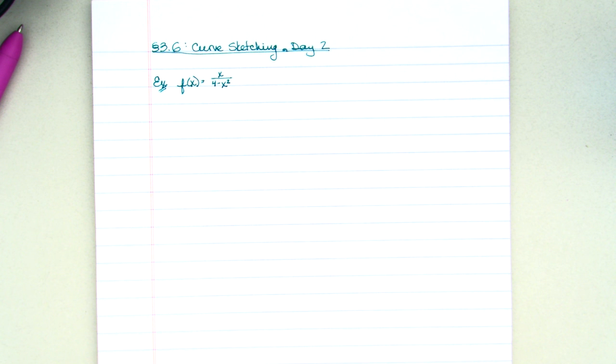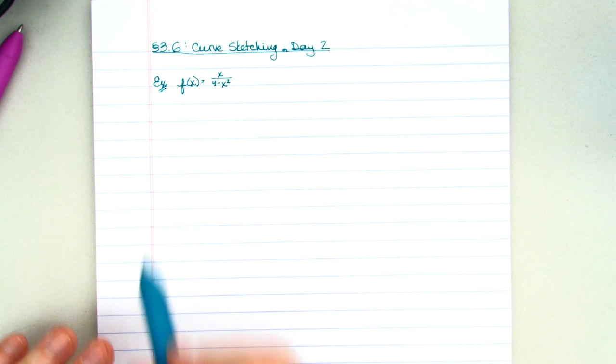So, continuing in section 3.6, this is curve sketching day 2. We're going to take a look at two examples of functions, rational functions, functions with asymptotes, and see how to use all of our derivative tools to be able to sketch them. I'm going to warn you, this is going to get a little messy, but please stick with me on these things. This is certainly as messy as this unit is going to get.